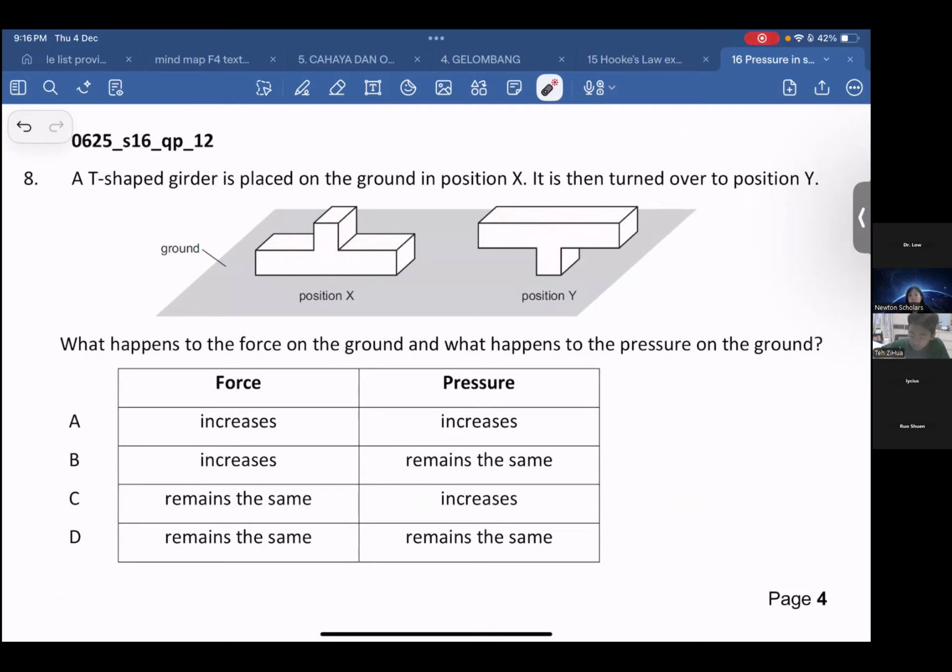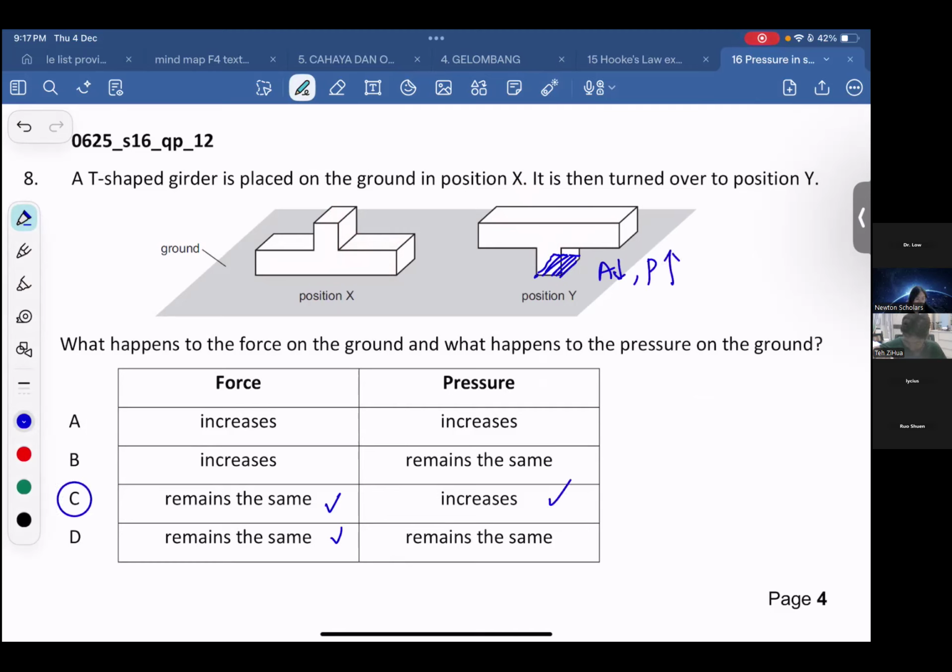Let me check. Emily correct, Angeline correct. Since they are the same object, not object A and object B, from start to end we are using the same object, just changing position. So the force will remain the same. And then here the area is so small, only this part is the area. So area decreases, pressure is higher. So the answer will be C.